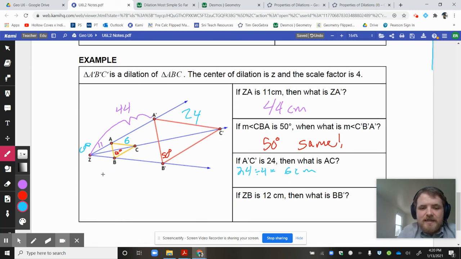So ZB, that distance is 12 right there. So what is B to B prime? Kind of throwing you off a little bit. We know that this whole distance has to be 12 times 4, which is 48. I bet you a ton of people would have said, oh, boom, it's 48. It is actually not 48. It's going to be 48 minus 12, which will be 36 centimeters.